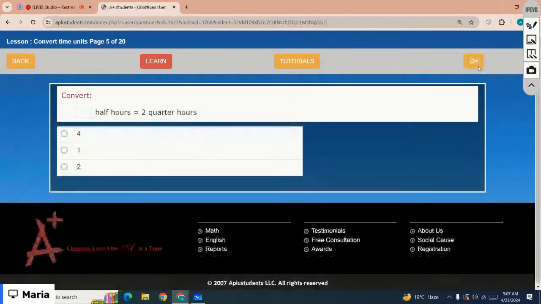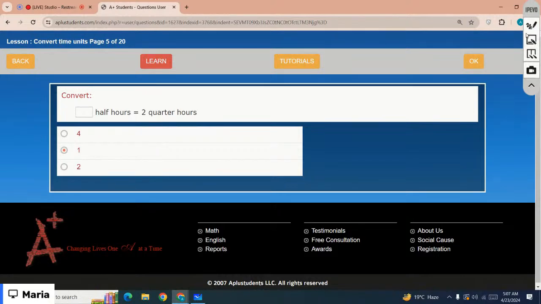2 quarter hour equal how many half hours? Quarter hour means 15 minutes, right? So 15 minutes plus 15 minutes is 30 minutes, and 30 minutes equal 1/2 hour. The correct option is not 1 hour, that's 1/2 hour. Half hour means 30 minutes.